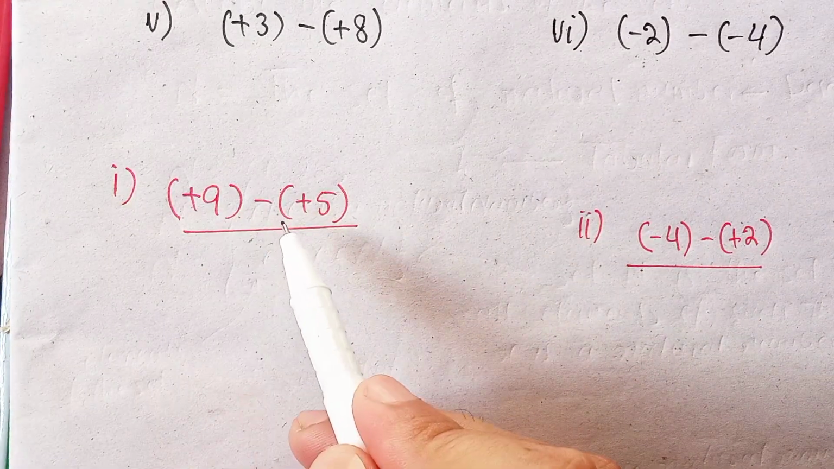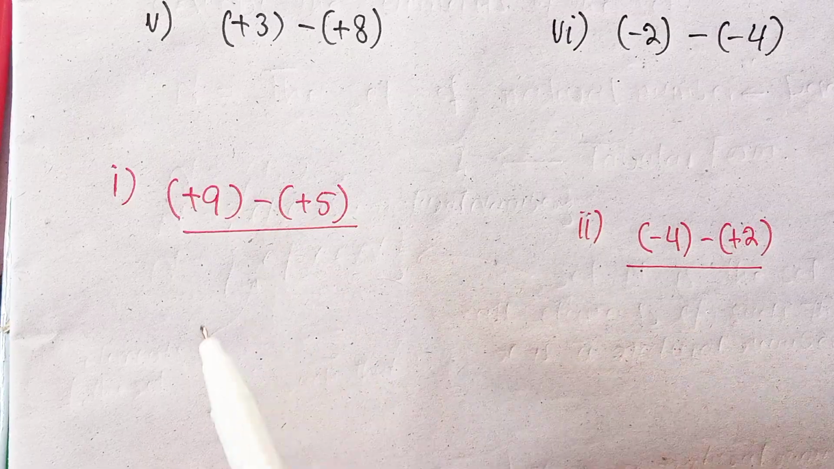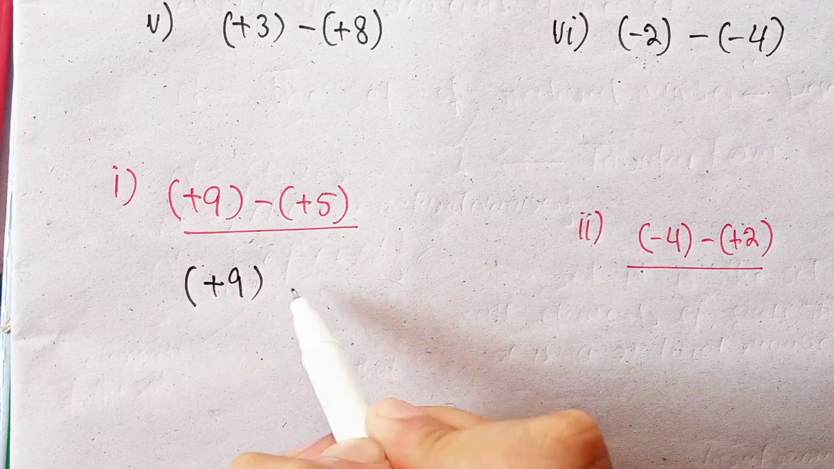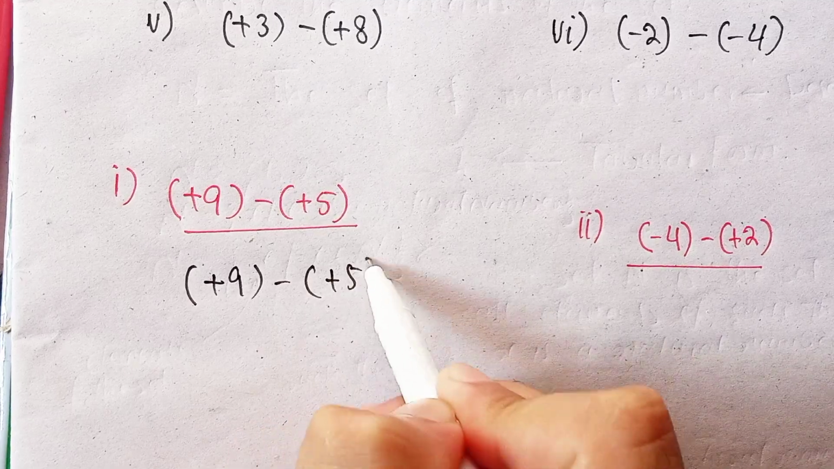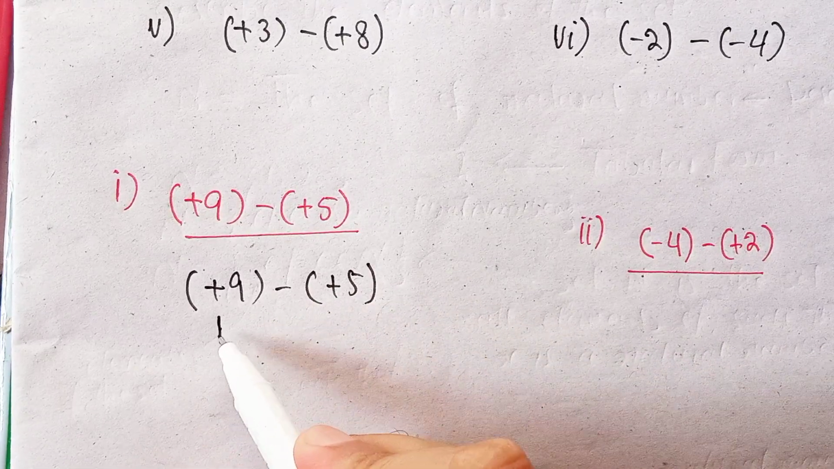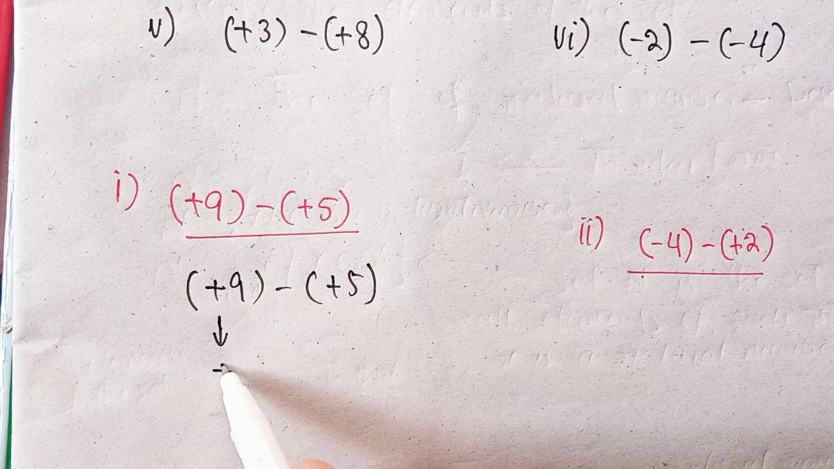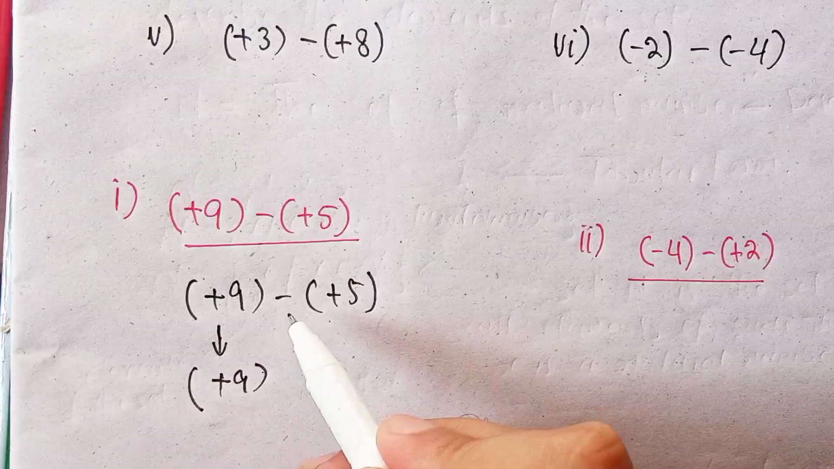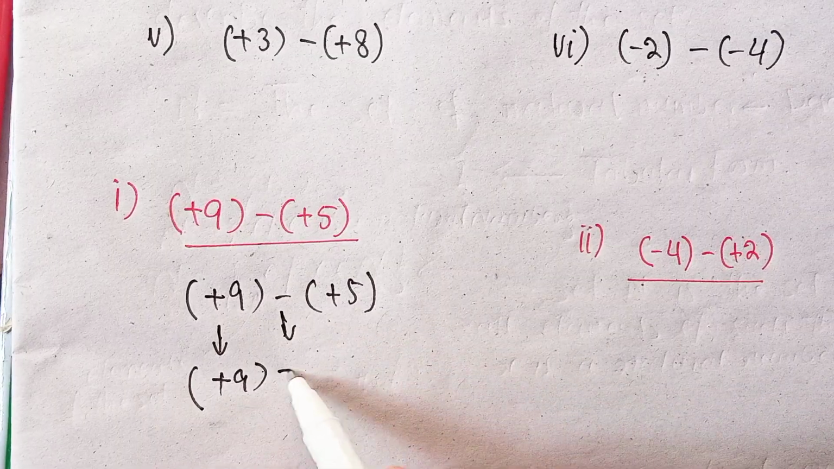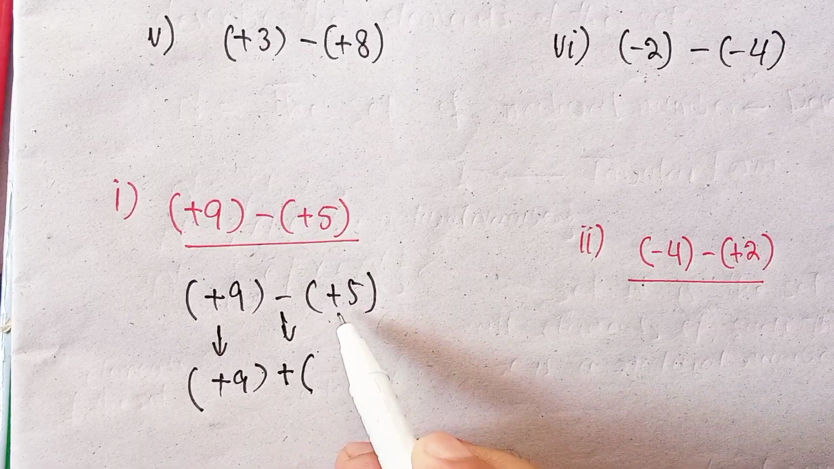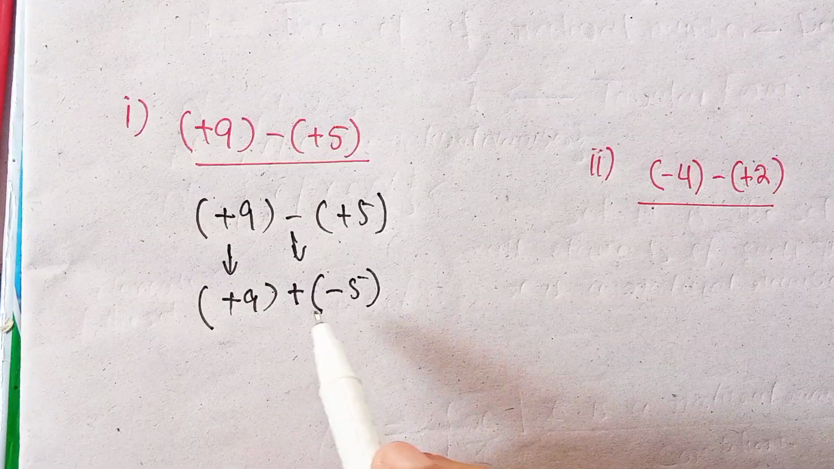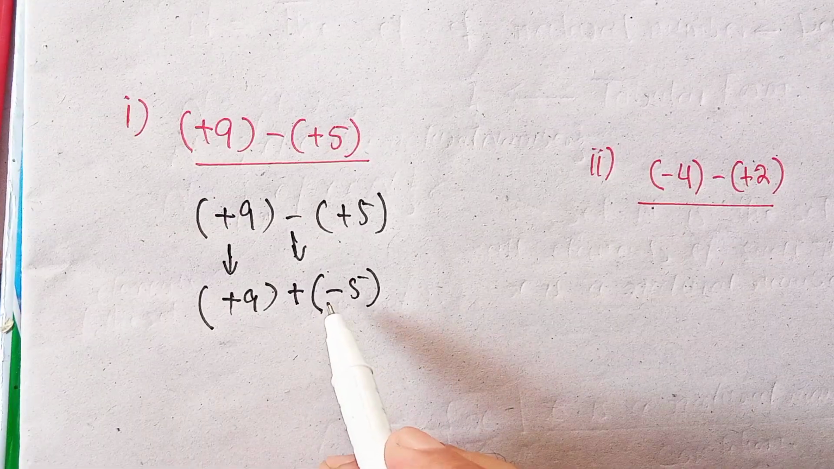To subtract positive 5 from positive 9, we will write the expression as positive 9 minus positive 5. To do the operation, first of all, we will keep the first number as it is. Positive 9 will become positive 9. Now we will change the minus sign to a plus sign. So the minus sign will be converted into a plus sign. Now we will change the positive 5 to negative 5. Now we will add these two integers according to the rule of addition.